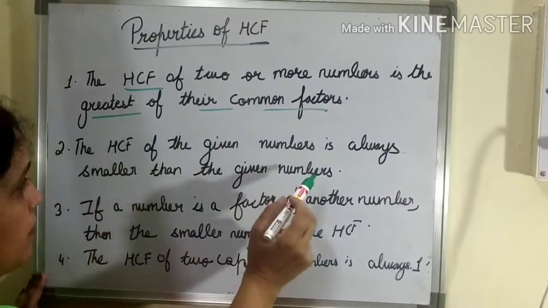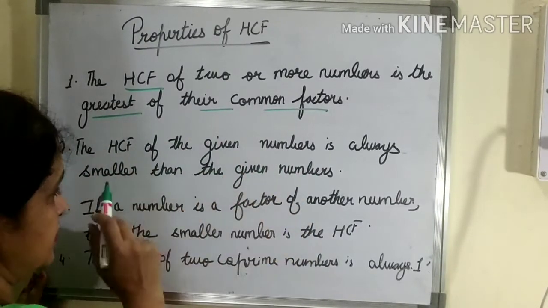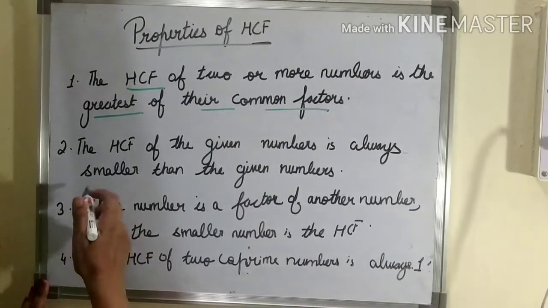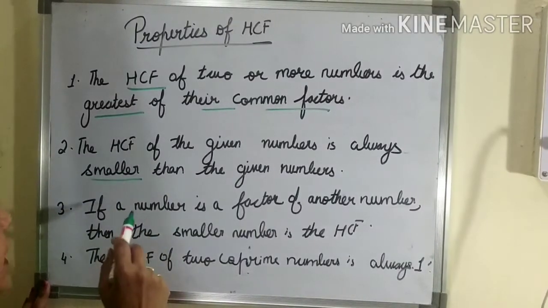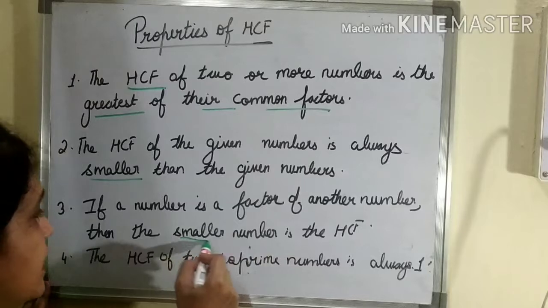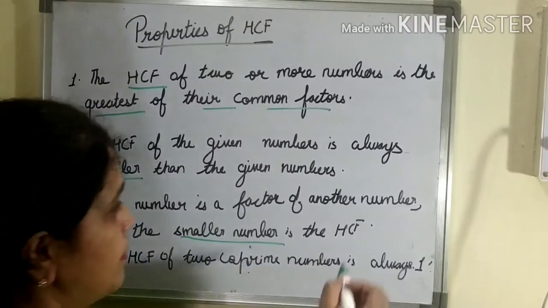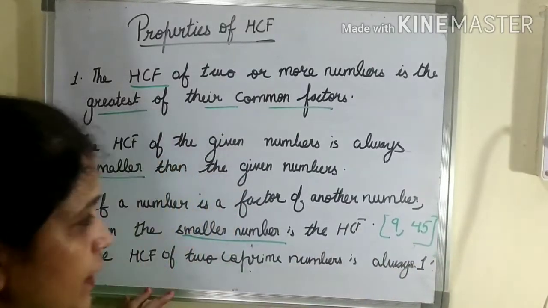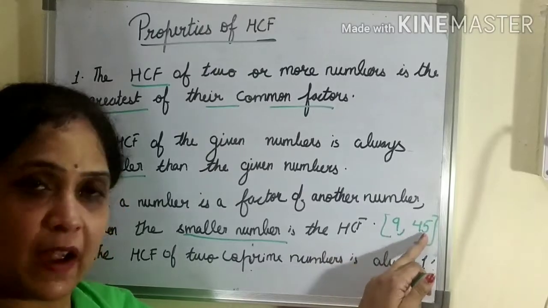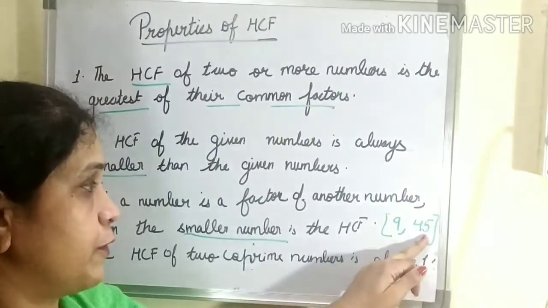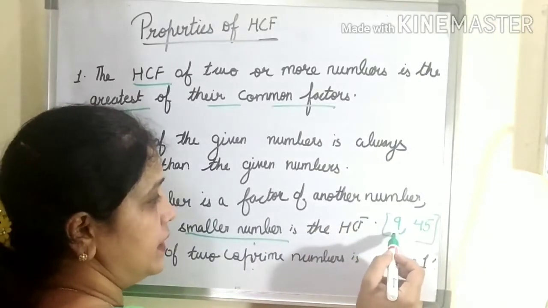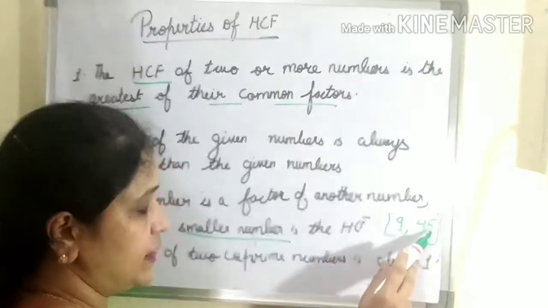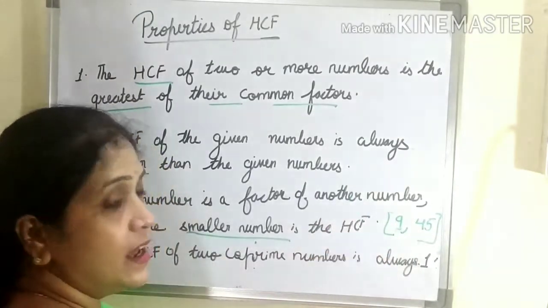The HCF of the given numbers is always smaller than the given numbers. Okay. Yes, if we have to find the HCF of 3 given numbers, their HCF will always be smaller than the given numbers. The third one: if a number is a factor of another number, then the smaller number is the HCF. For example, take 2 numbers, 9 and 45. Suppose you have to find the HCF of 9 and 45. Now 9 is a factor of 45. Then always remember, directly you can write 9 will be the HCF of these 2 numbers. If one number is a factor of another number, then the smaller number is their HCF.